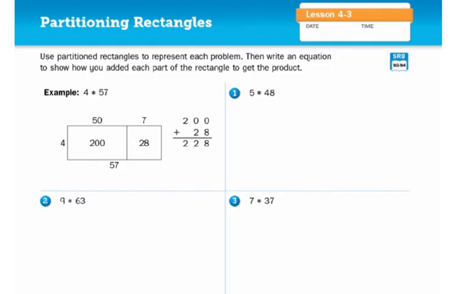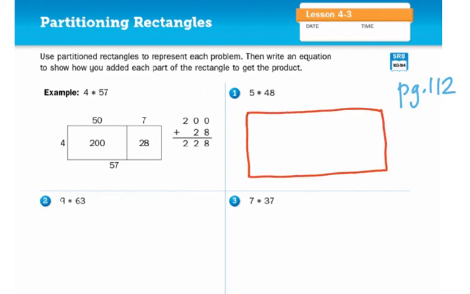So you can go ahead and turn to page 112 if you've closed it up. And we're going to continue practicing partitioning rectangles. So on page 112, you'll see an example here of partitioned rectangles to represent the problem. We're then going to write an equation to show how we added each part of the rectangle to get the product. So we'll start with number 1.